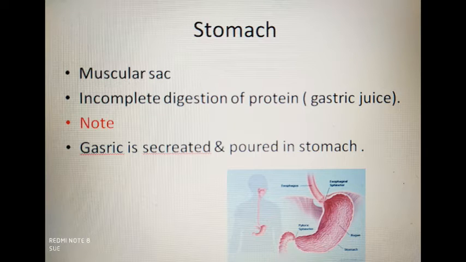And here we can find a very important note about the gastric juice, that it is secreted and poured in the stomach. That's why I said it's an important note, because we can find other juices, we will study them, that are secreted from one organ and poured in another one. But gastric juice is secreted and poured in the same organ, the stomach.